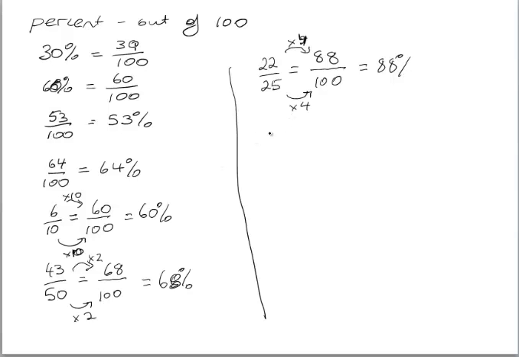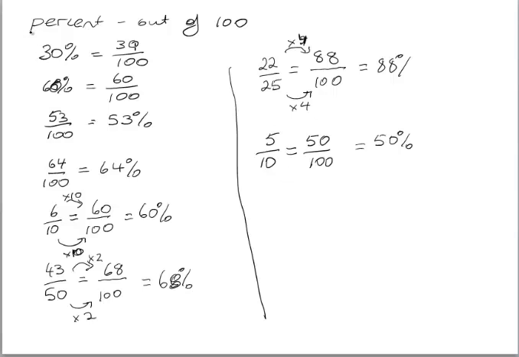We'll do one more. 5 out of 10. I bet you can already guess what that one's going to be. So 5 out of 10 is 50 out of 100. We already did the one over here where we had to multiply 10 by 10 to get 100, and so that's 50%. Some of these fractions are very, very easily changed into percentages.